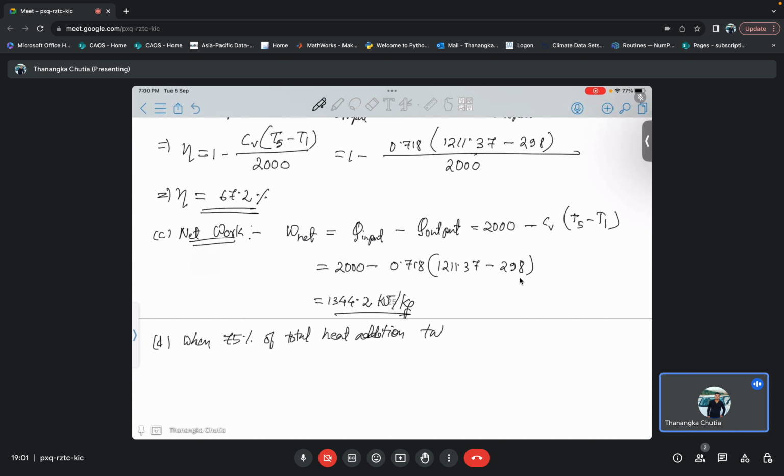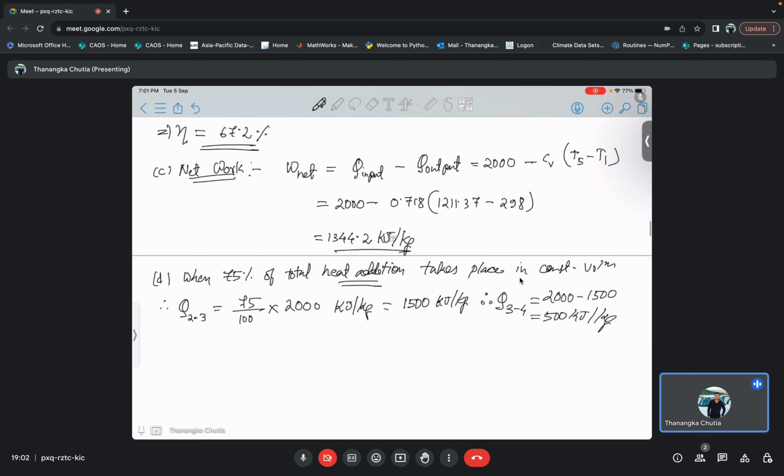Okay, so therefore Q3 to 4 will be what? 2000 minus 1500, and that will be equal to 500 kilojoule per kg. Okay, so now just the variation will be in the efficiency, how the variation will take place, because now the intermediate temperatures will change. Yes or no? So how will we calculate again then?